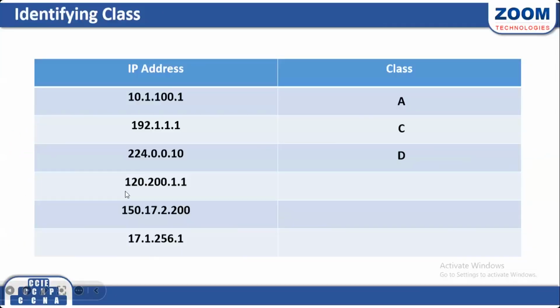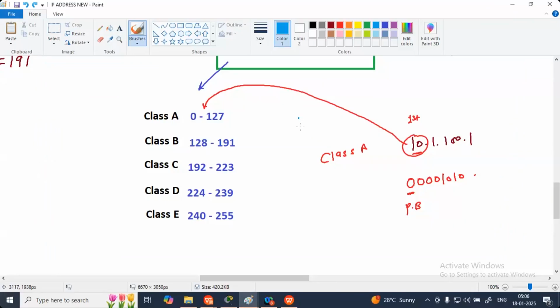Then the next IP address here, 120.200.1.1. Which class? Class A, because they are 120, and we know the class A range is 0 to 127, and we have this 120. It means a class A IP address. You can see in the first octet we have this 120. Same if you write 120 here, whatever the IP, 120 also lies between this range. So that's why it is a class A IP address.